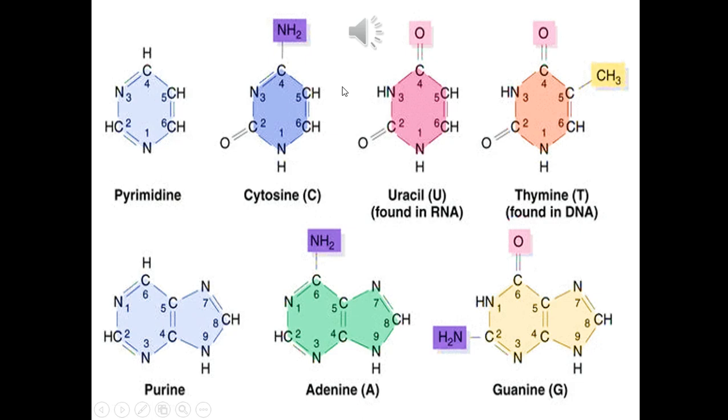This slide shows the structure of the main heterocyclic bases, which are the main part of the nucleotides. Pyrimidine or purine: cytosine, uracil, and thymine are all pyrimidines, while adenine and guanine are purine bases.